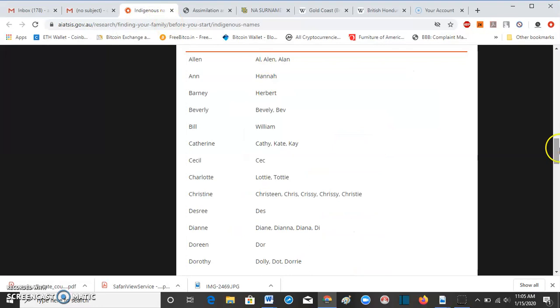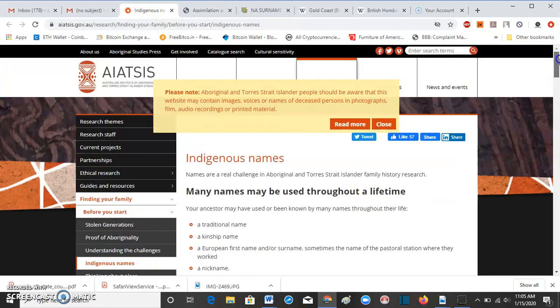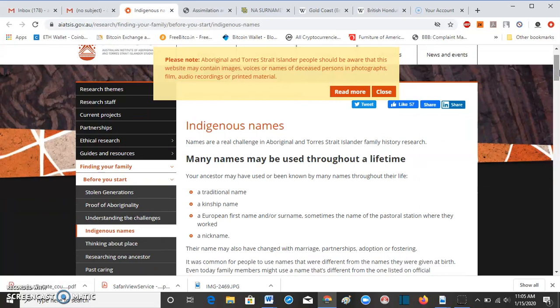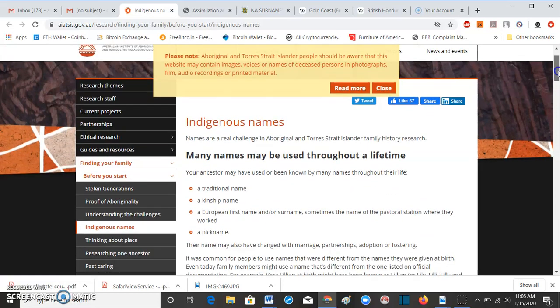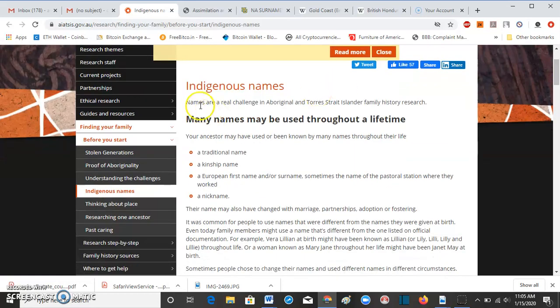I'm gonna start with over here. This site here is very interesting. It talks about the Aborigines in Australia, but when you check it out, it's similar to what happened worldwide. All right, so let's dig in. Indigenous names. Names are a real challenge in Aboriginal and Torres Strait Islander family history research.